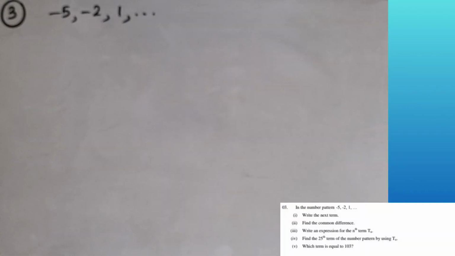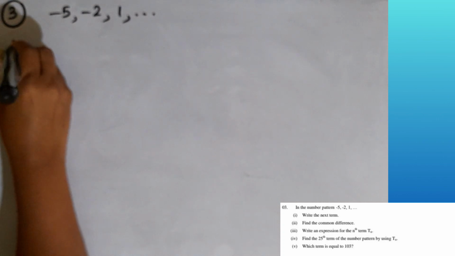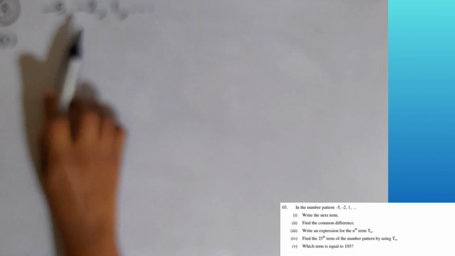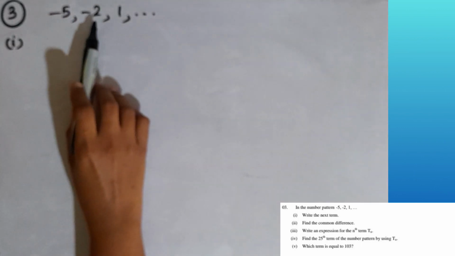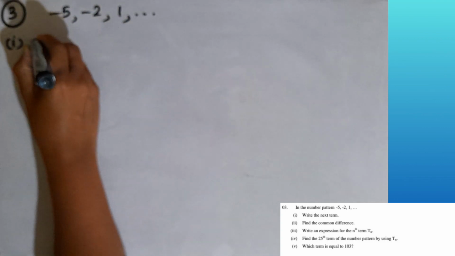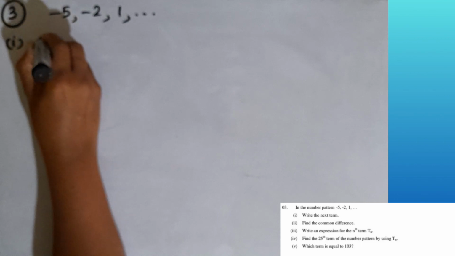Question number 3, first part. In the number pattern minus 5, minus 2, 1, write the next term. To find the next term, we have to consider this number pattern. Minus 5 plus 3 equals minus 2. Then minus 2 plus 3 is 1. 1 plus 3 is 4. So the next term is 4.